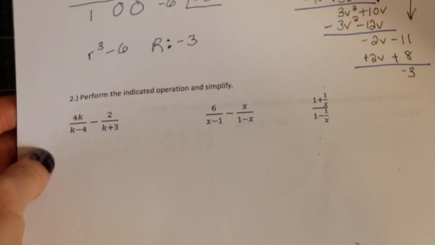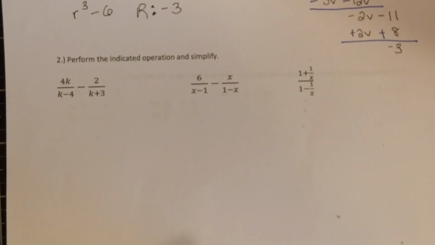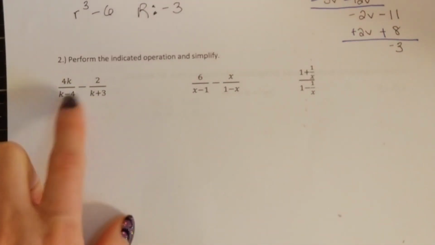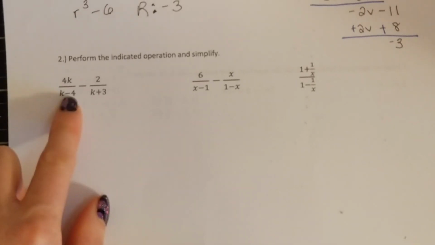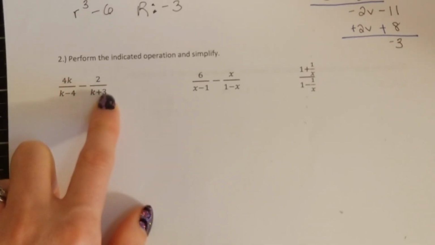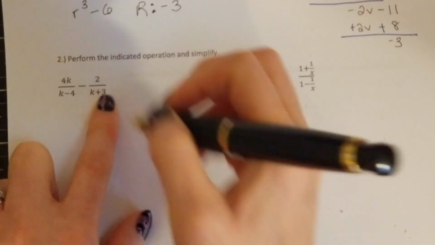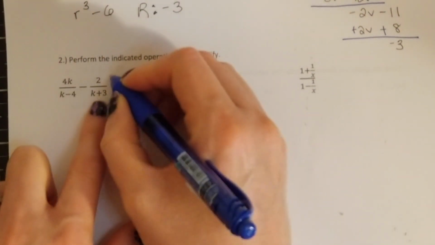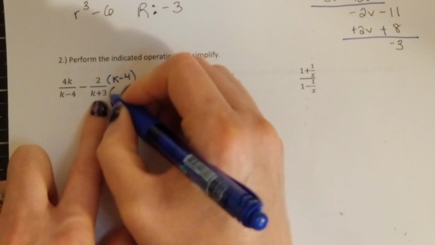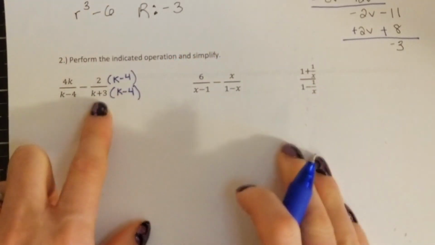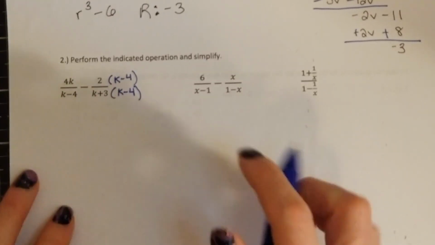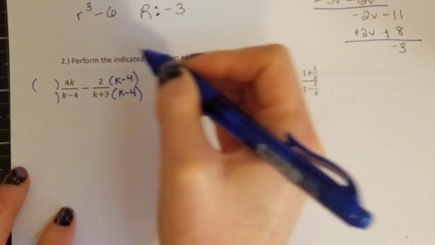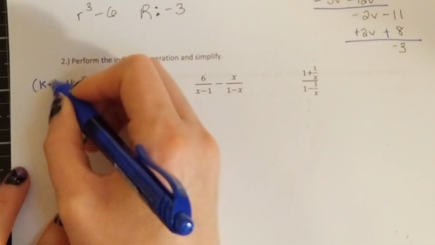All right, number 2, perform the indicated operation and simplify. So we need to get common denominators to be able to subtract these. So if I have a k minus 4 over here, then over here I need a k minus 4 on top and bottom. And over here, I need a k plus 3. So I just look at the two denominators and make sure they're both together. So on top and bottom here, I need a k plus 3.